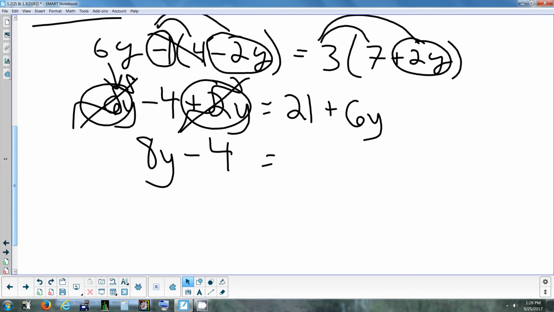What would this 21 need to have to be able to combine like terms? A y. It doesn't, right? And this isn't just a 6. All right, it's a 6y. I can't do anything there. Let's bring it down. 21 plus 6y. Okay.